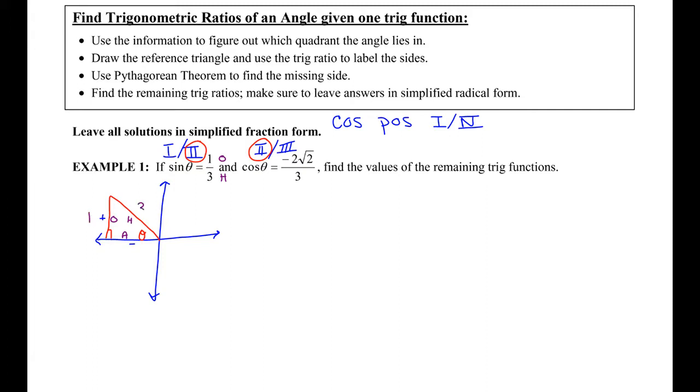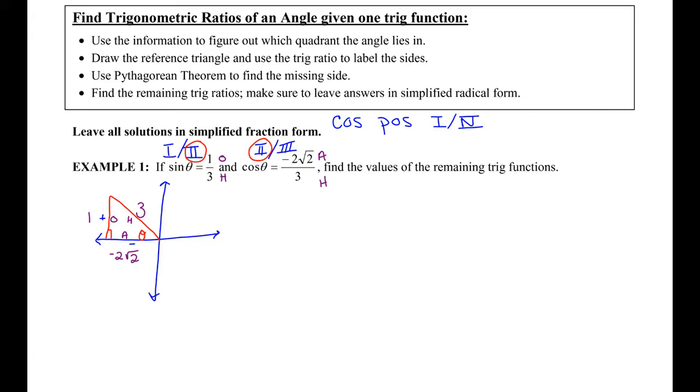Step 3 said to use the Pythagorean theorem to find the missing side. Because you're given two trig ratios, and we know that cosine is adjacent over hypotenuse, instead of using the Pythagorean theorem, I can simply fill in that my missing side is negative 2 root 2. I can also confirm that the hypotenuse is, in fact, a length of 3.